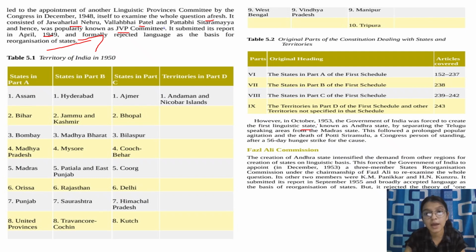However, in October 1953, the government of India was forced to create the first linguistic state. So it can come as an MCQ: what was the first state made on linguistic basis? It is known as Andhra State. So Andhra Pradesh was the first one to be separated on the factor of language. This followed a prolonged popular agitation and the death of Potti Sriramulu, a Congress person of standing, after a 56-day hunger strike for the cause.